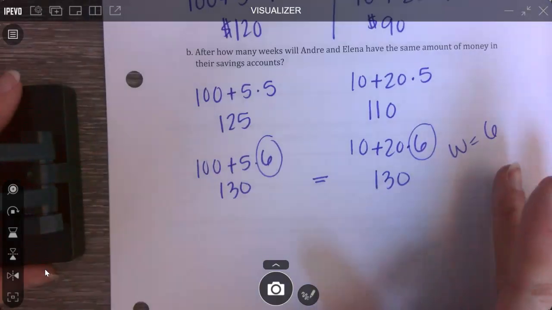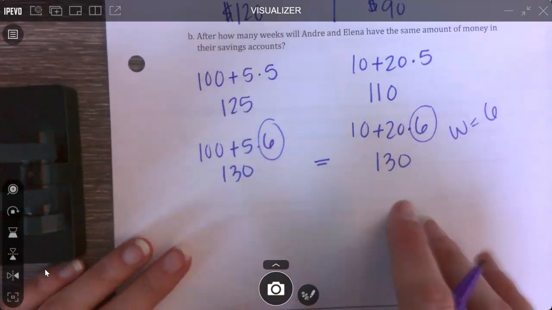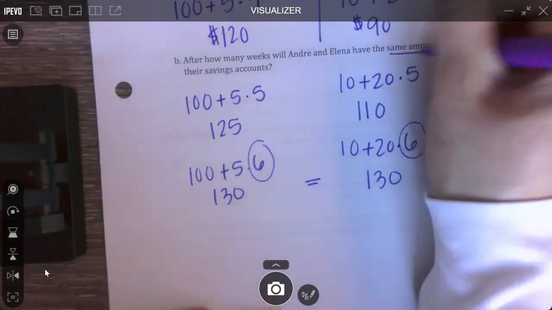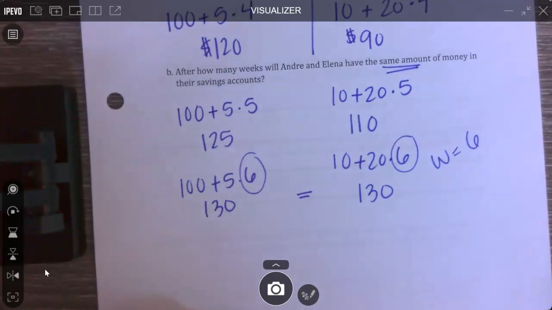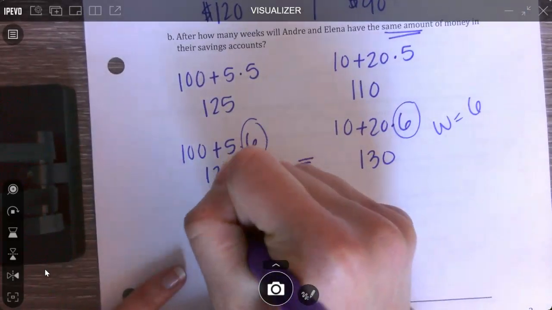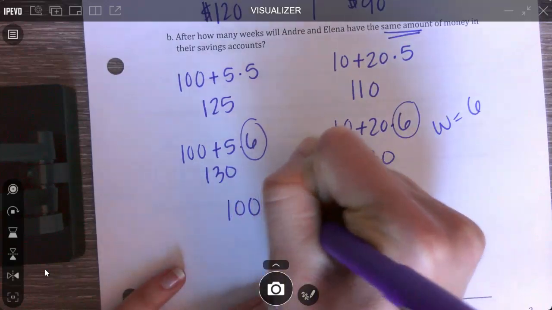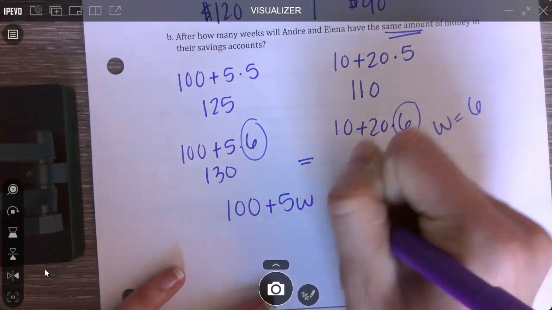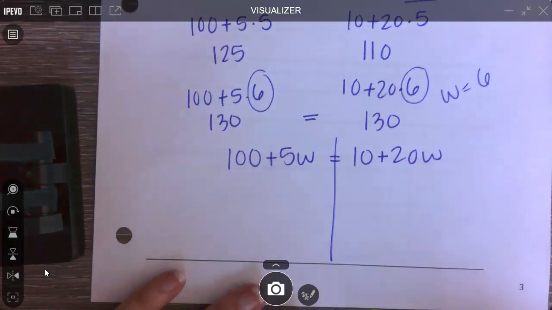Another way to solve this, if you didn't just plug and chug and try things, because that could take forever: we want the same amount. That means that the answers at the end, just like you see here, should be equal to each other. So I should be able to set my expressions from the beginning equal to each other. And now I can solve.